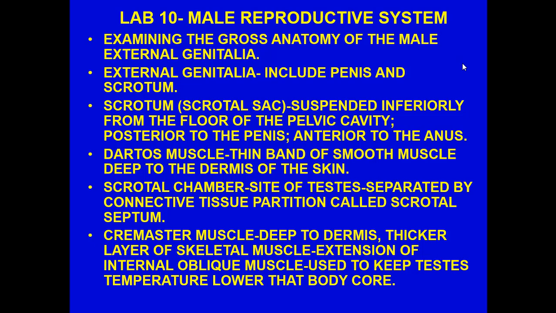The cremaster muscle is deep to the dermis, a thicker layer of skeletal muscle. So dartos is smooth muscle, cremaster is more skeletal muscle. It is an extension of the internal oblique muscle and is used to keep the testes temperature lower than that of the body core. If the individual's temperature is high, it will relax and allow the testes to be somewhat farther away from the body core. If it is much cooler out, it will almost reflexively bring the testes and scrotum closer to the body wall.